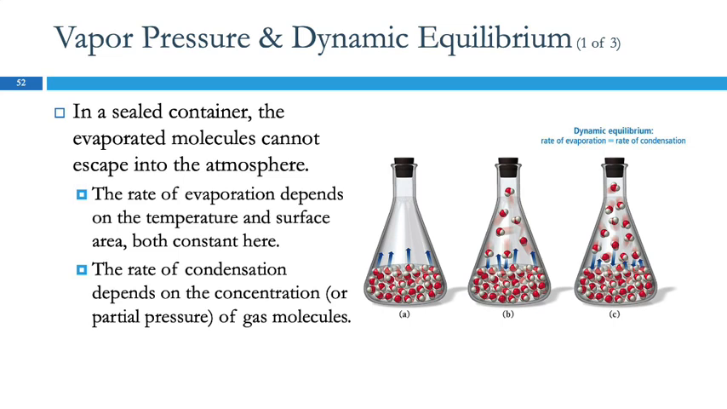So the rate of evaporation stays the same. The rate of condensation starts at 0, and then it increases. At some point, they're going to be the same. And that's where we reach a state of dynamic equilibrium. The rate of evaporation equals the rate of condensation. So the rate of condensation depends on the concentration of gas molecules, which is equivalent also to the partial pressure of the gas molecules.